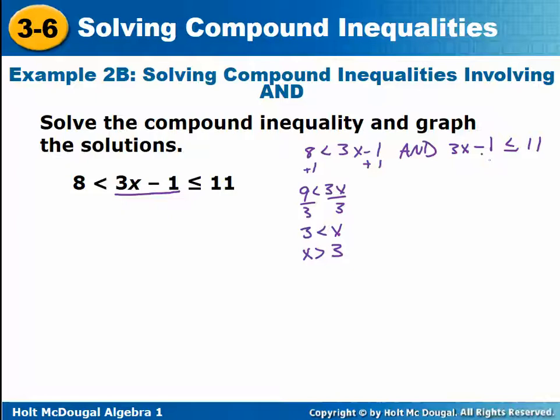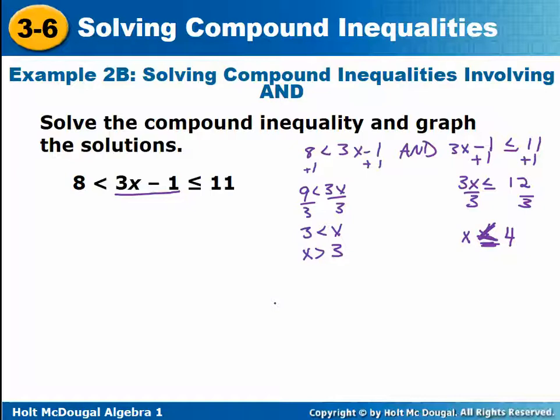For our second one, we start by adding the 1 to both sides, and we get 3x is less than or equal to 12. Divide by 3. Make sure that if you ever divide or multiply by a negative number that you switch the inequality. Oh, and I switched it even though I was dividing by a positive, so I shouldn't have. x is less than or equal to 4.